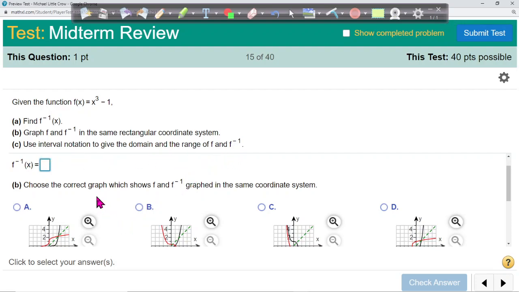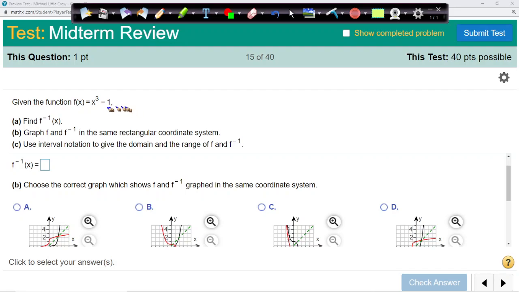Okay. So to find an inverse, we rewrite this as y equals x cubed minus 1. To really just get the inverse, it's a process of switching the x and the y. The x and the y switch places. So the y becomes an x, and the x becomes a y.